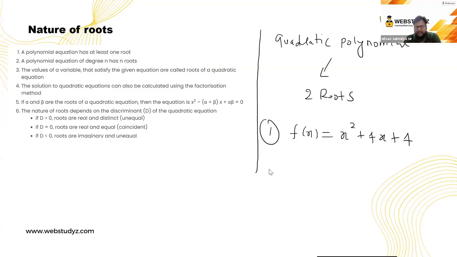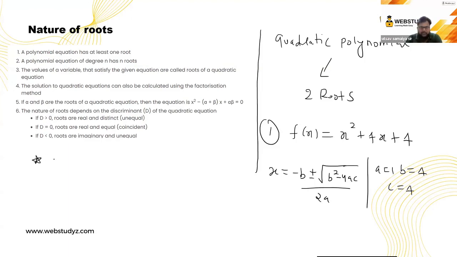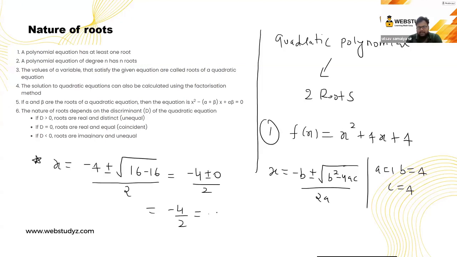The first formula is x equal to minus b plus minus square root of b square minus 4ac upon 2a. So here a is 1, b is 4, c is 4. So substitute all the values here. x equal to minus 4 plus minus square root of 16 minus 16 upon 2. So it is going to be minus 4 plus minus 0 by 2, or minus 4 by 2, or minus 2. Here the discriminant D is 0, so both roots are equal.